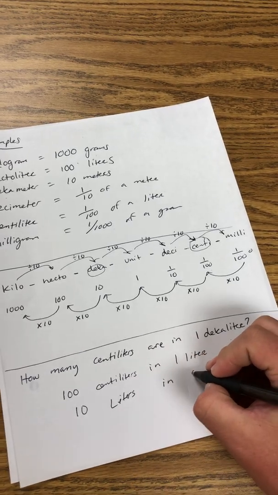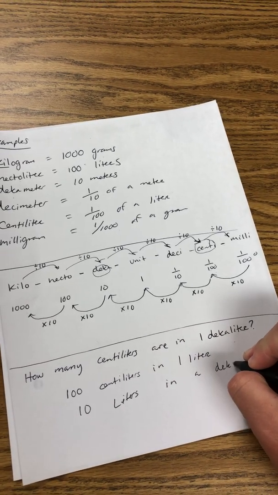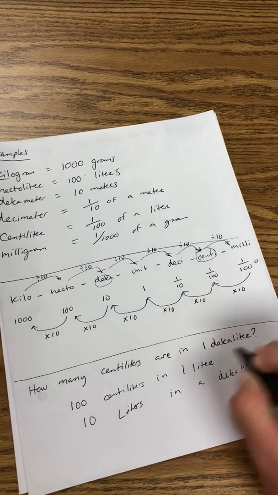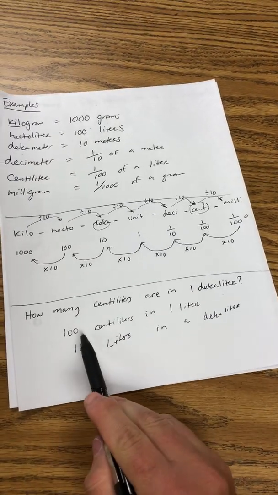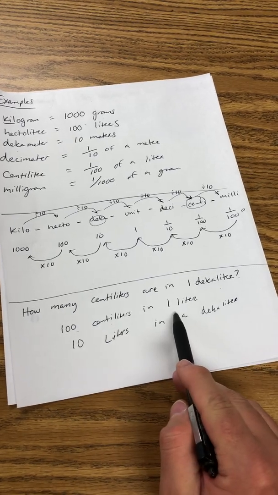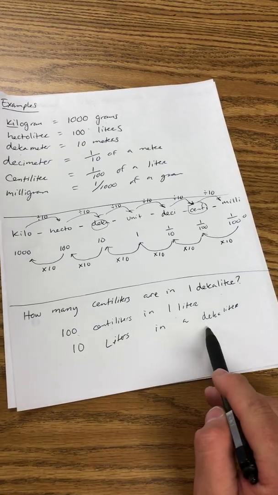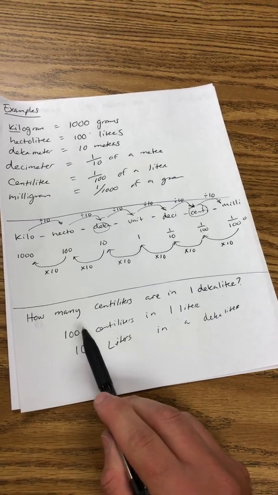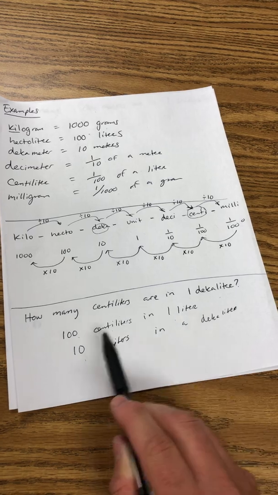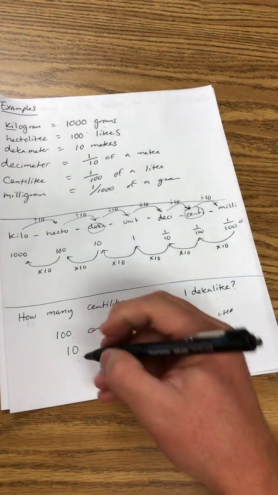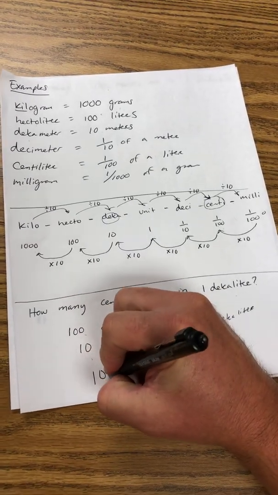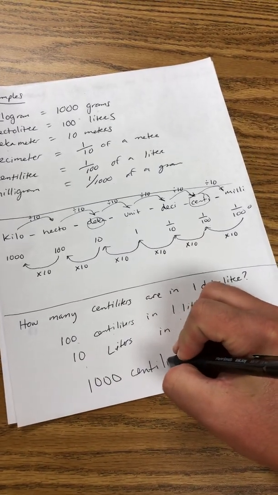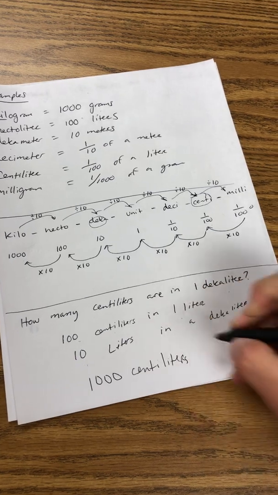So I'd write that, 10 liters in a deciliter. I'm writing with one hand and the paper's moving a little bit, so sorry. So now I know that there's 100 centiliters in 1 liter, okay? But I have 10 liters in 1 deciliter. So I could just go 100 times 10 because there's 100 centiliters in 1 liter, but I have 10 liters. So 100 times 10 would be 1,000 centiliters. And that can work to convert.